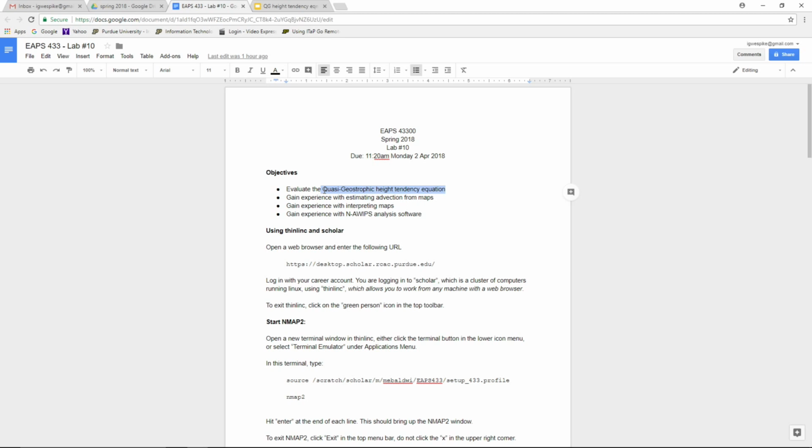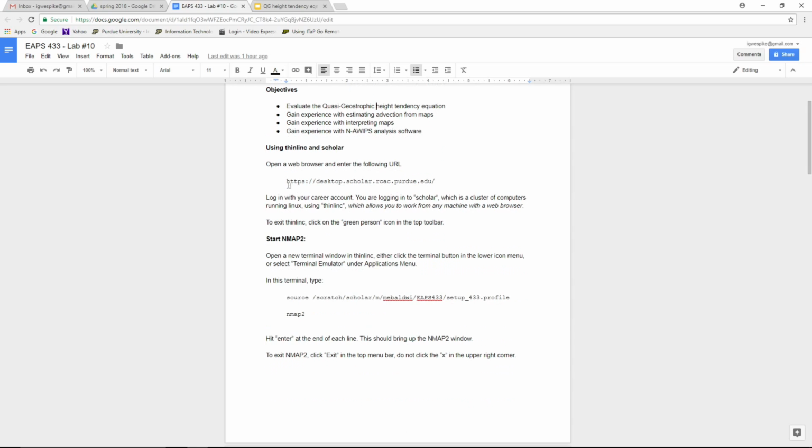But there's another version of this equation set that allows us to basically forecast the future height of a constant pressure surface, and it's this QG height tendency equation.